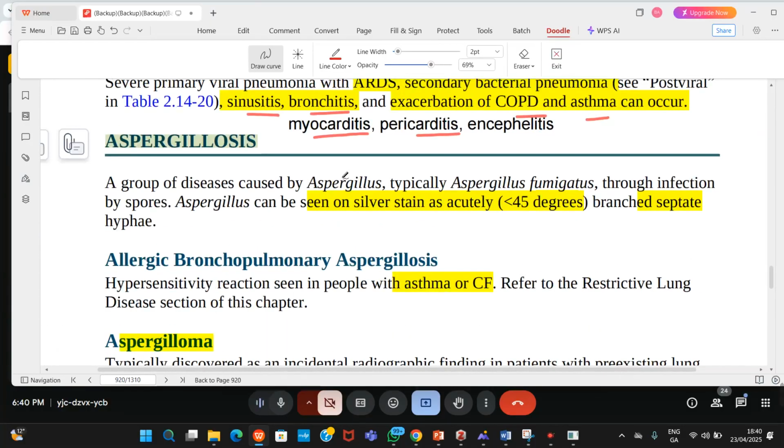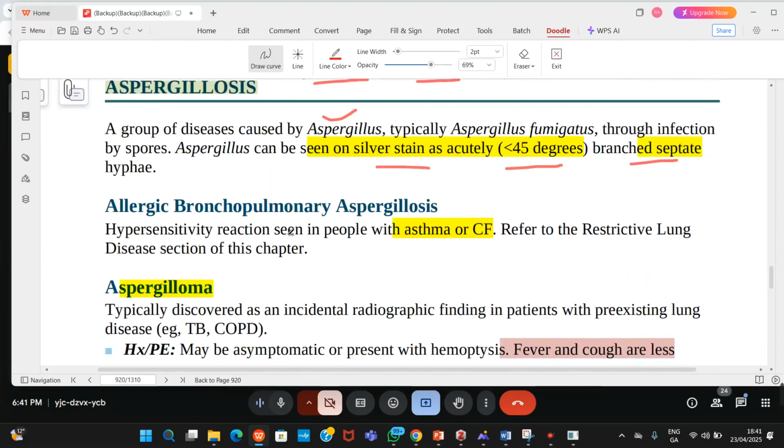So let's look at aspergillosis. We already talked about this briefly 2 days ago, and this is just a condition caused by the Aspergillus organism. How do we identify Aspergillus? Silver stain, branches at less than 45 degrees, and the hyphae are usually septated.